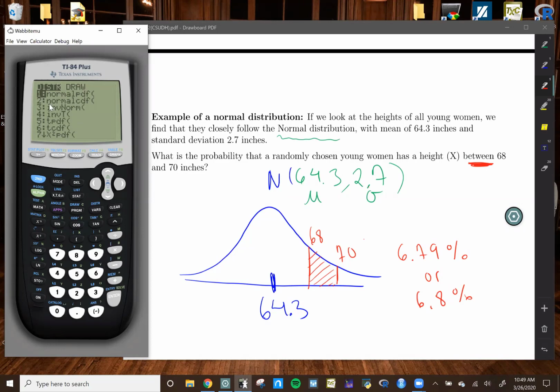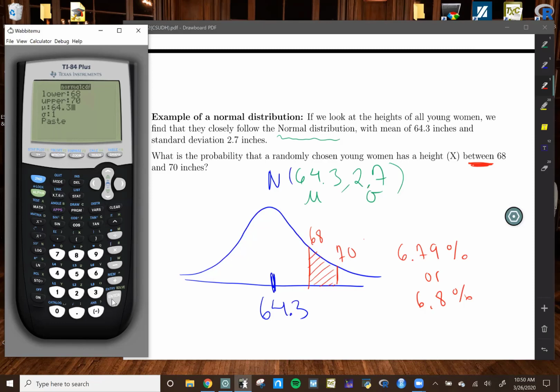So if you look right here where it says normal CDF, you want to enter normal CDF. If you look at it, it's asking me for the lower. So the lower will be my 68. So put 68. My upper is just the 70. So you put 70. If you look at it, it's asking for mu. Mu is 64.3.